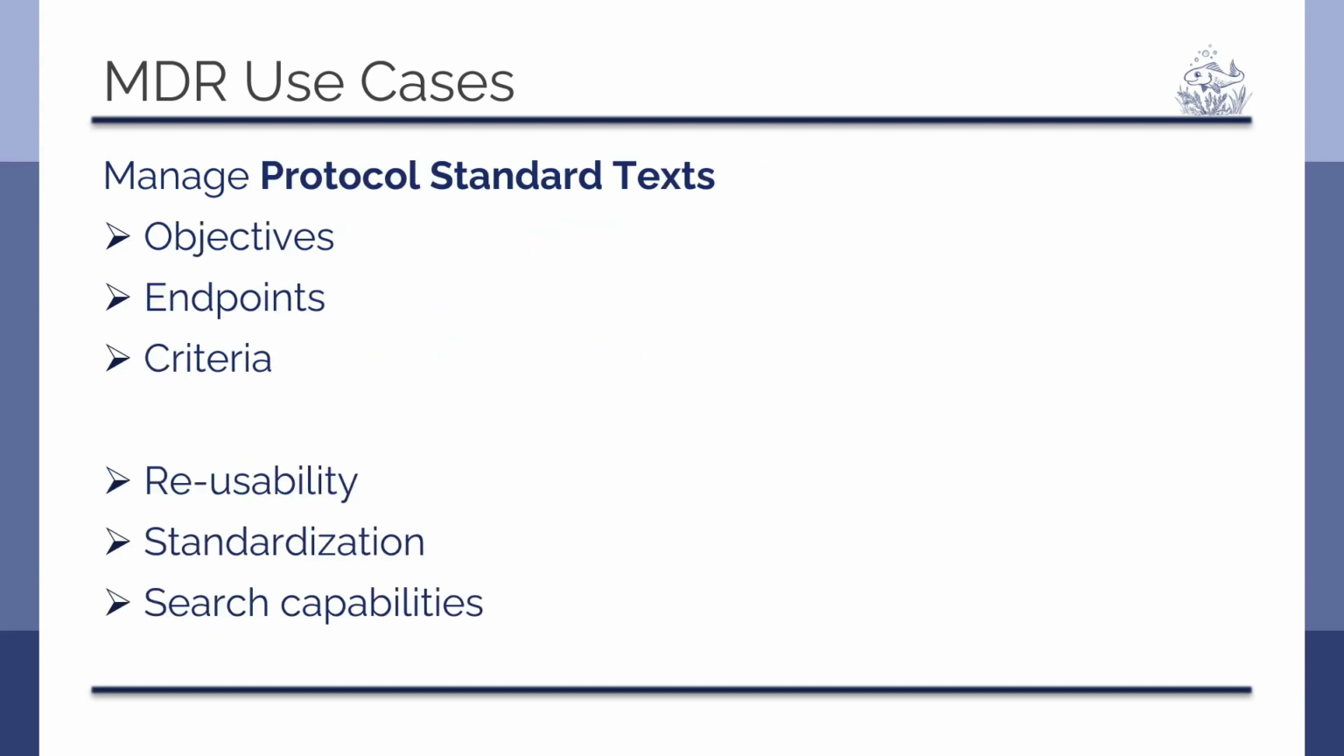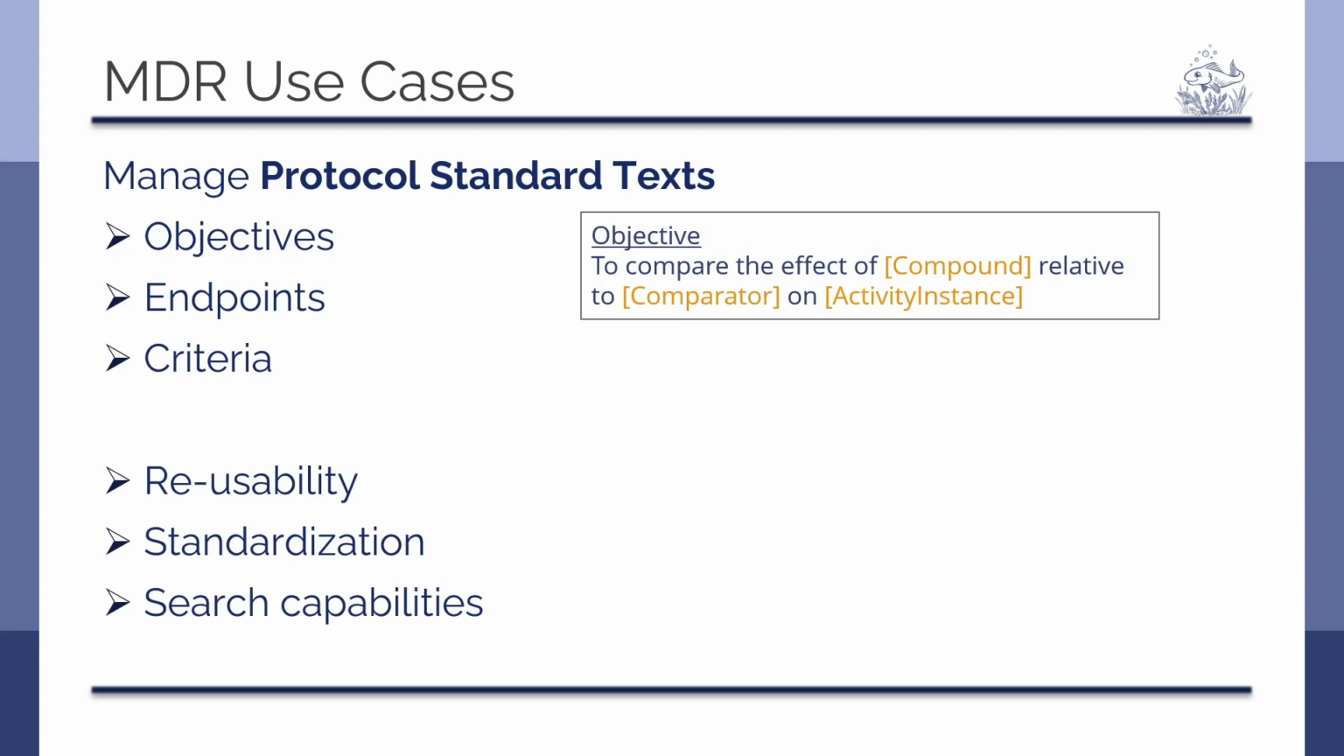And finally, you also can manage protocol standard texts, which are by now objectives, endpoints, and criteria. And this is meant to allow for reusability and standardization, and this will also enable very fantastic search capabilities. Let's see some examples. So an objective could be to compare the effect of any compound relative to a comparator on an activity instance. And as you can see here, these are placeholders. So we can define really generic texts, which we can reuse in very different studies, and we just exchange the core components, which are in orange here.